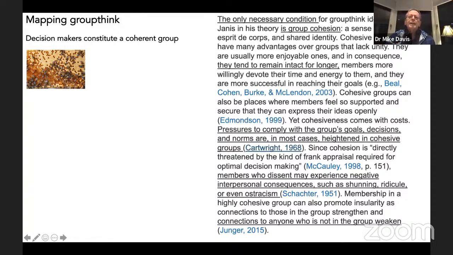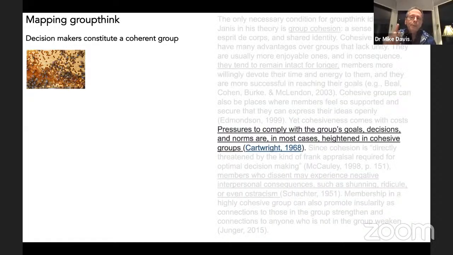That teams that are vulnerable remain intact for longer. They have pressures to comply. They have situations where members who dissent potentially suffer poor consequences, and there is limited connection with, if you like, the outside world. So they're all of the ones that I particularly focus on, but the one that I think is the most key ingredient I want you to pay attention to is this one here. So I'll give you a few seconds, just have another quick read of it.